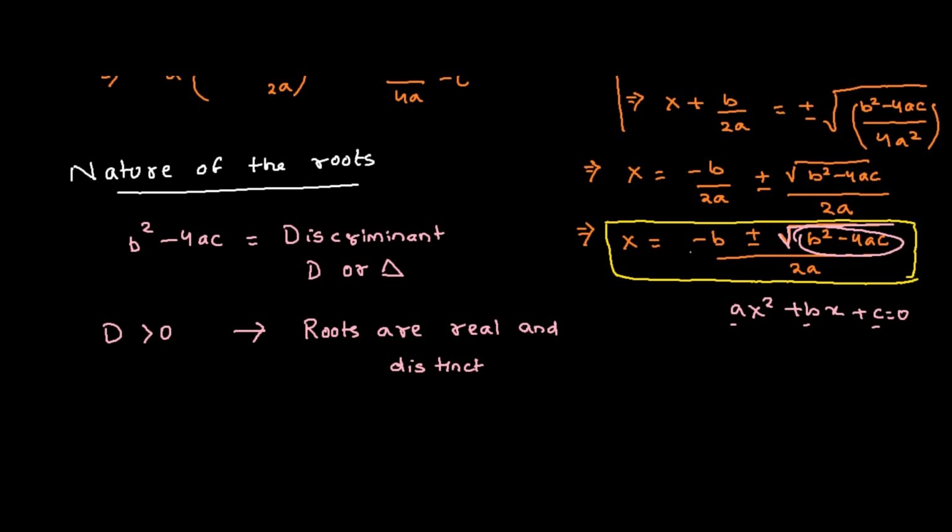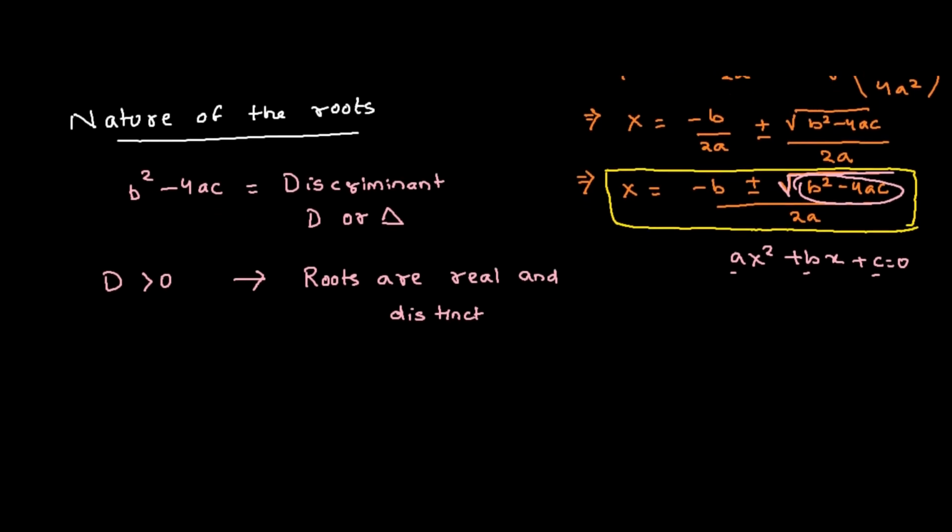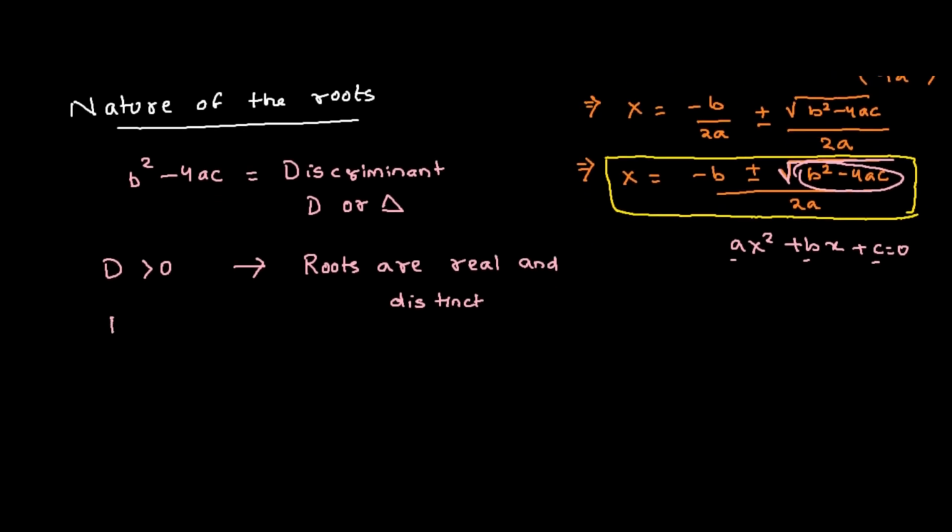Alright, now the second case, if you say the value of D is equal to 0, you say the roots are equal, because you will not add anything to this plus and minus. So the roots will be minus b over 2a.